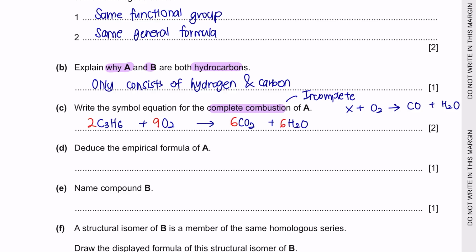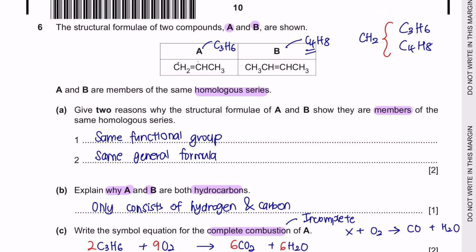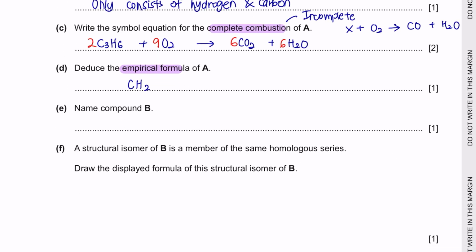Next question D. Deduce the empirical formula of A. So empirical formula is the simplest formula. As discussed previously, when simplified, they will form CH2. Name compound B. Compound B has 4 carbons. A 4-carbon alkene is known as butene.